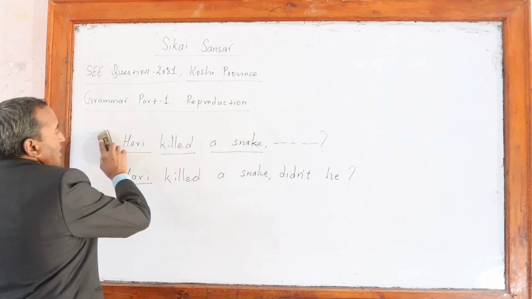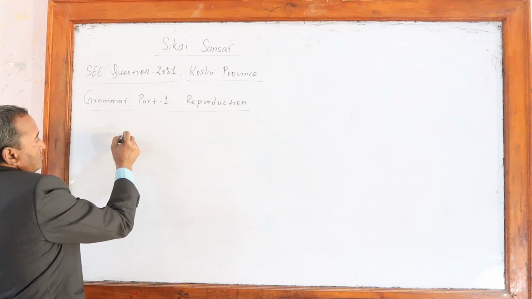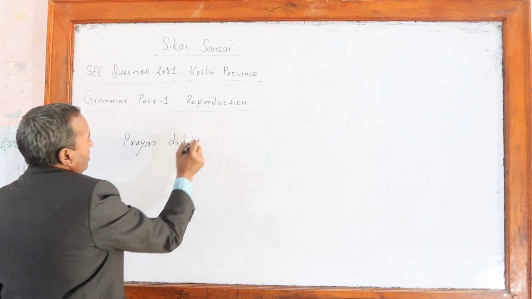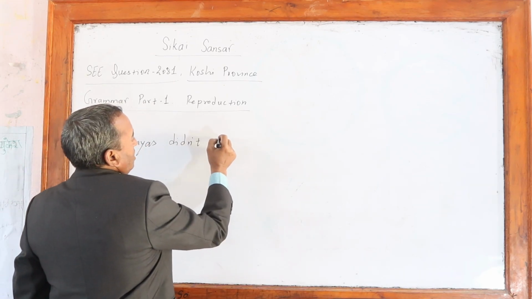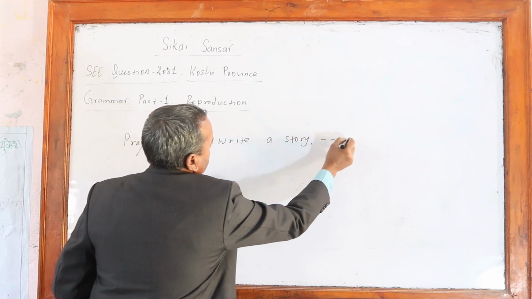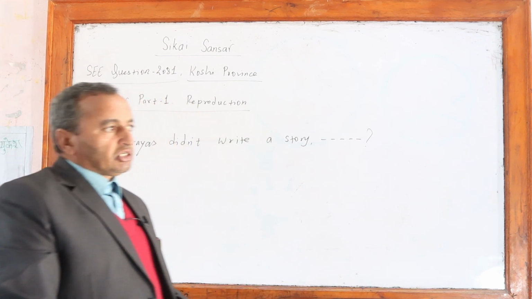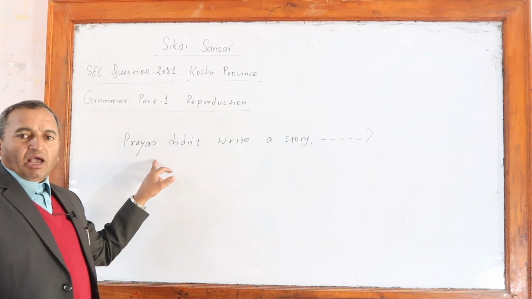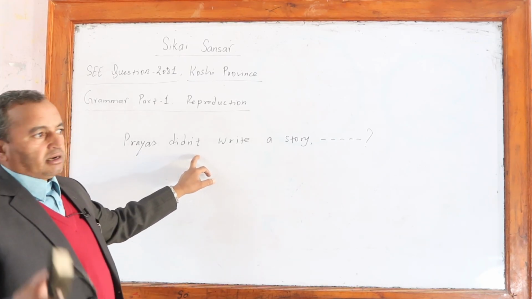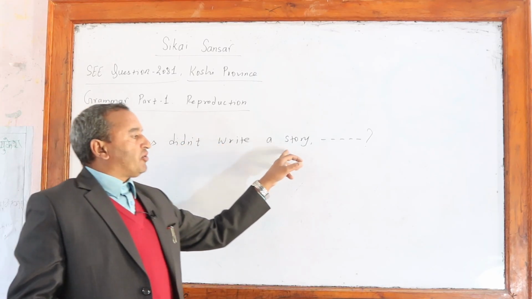Look, let's make another sentence like this. Okay, Prayas didn't write a story. Look, another form of sentence. Let's analyze the sentence. Okay, Prayas is the subject, didn't, that is verb two and not, so the sentence is in negative form. Write is the B1 because there is didn't, so it is B1, and a story is the object.